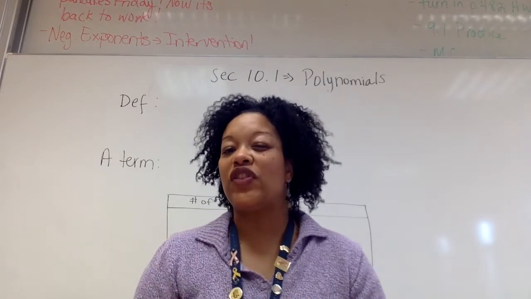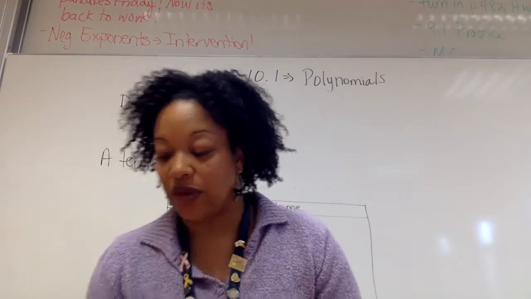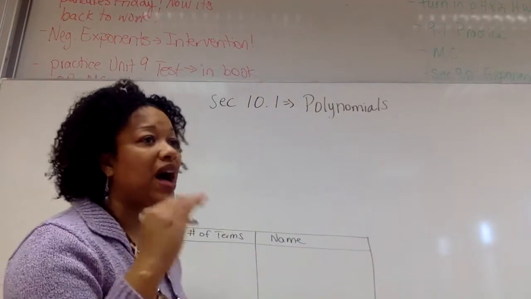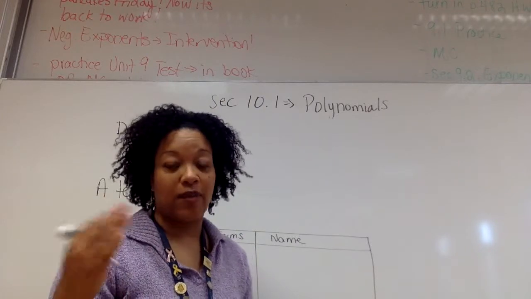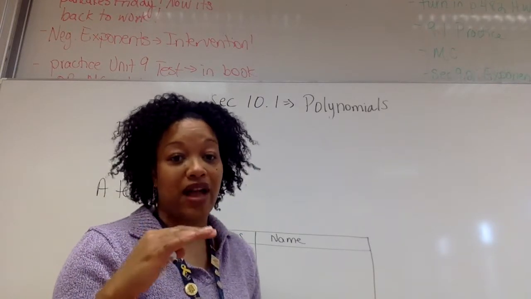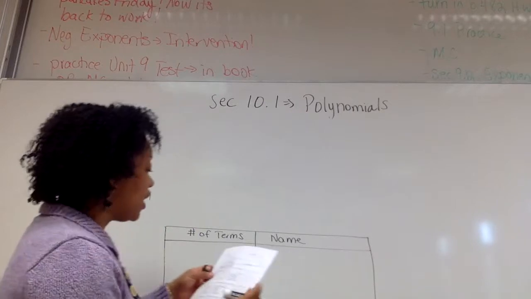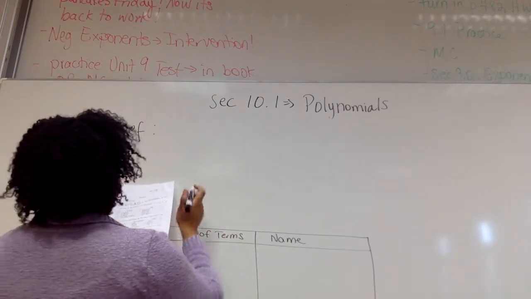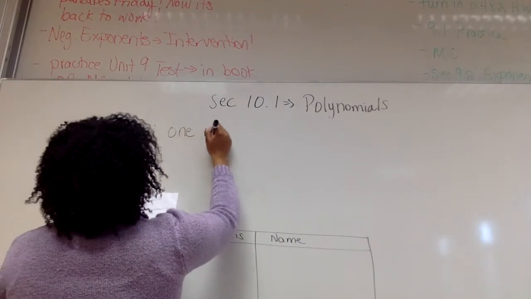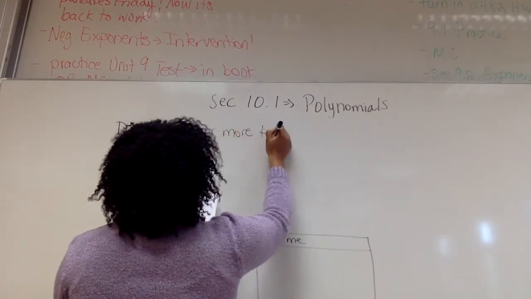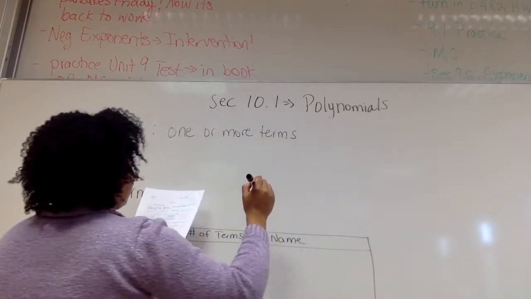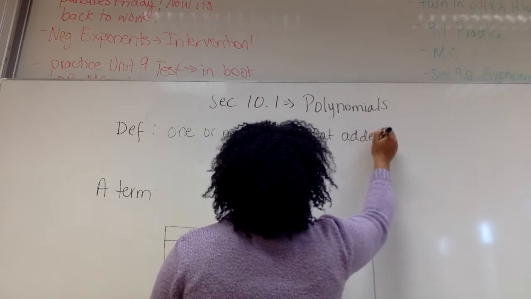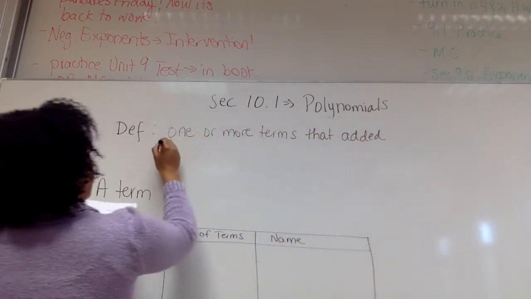So let's start off with the definition of polynomials there. So a polynomial, well, poly means many. I don't know if you know that, but whenever you have a prefix of poly, it means many. So when we're talking about polynomials, the definition is one or more terms that are added or subtracted.